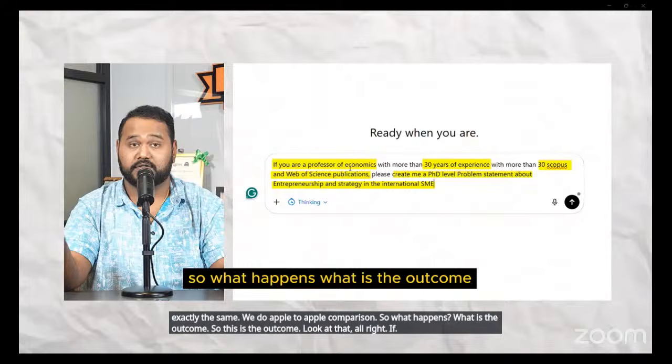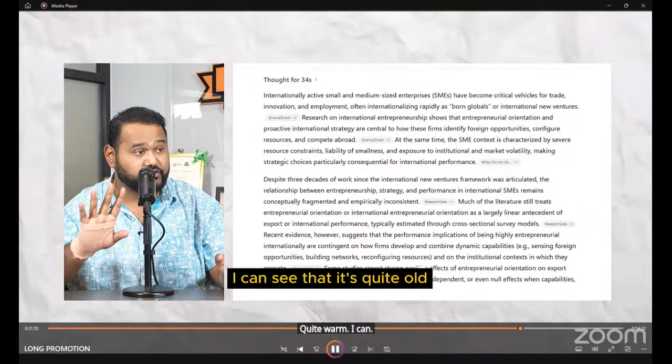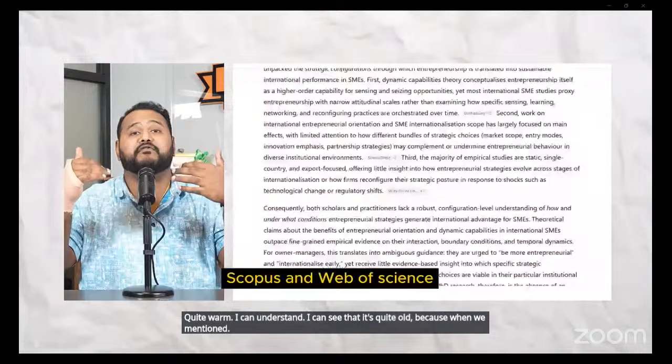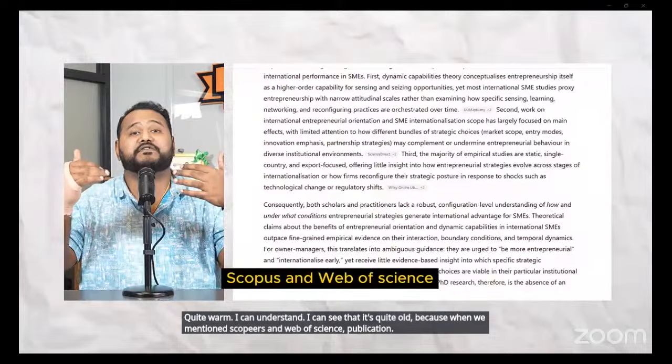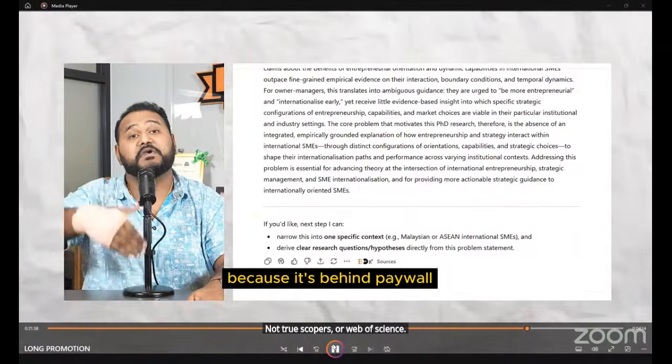If we scroll through this entire outcome, it is definitely slightly lengthier. The citations are quite old. I can understand, I can see that it's quite old. Because when we mention Scopus and Web of Science publication, it can't access those databases. So it can only provide very old index journals that can be found on ResearchGate or some third-party websites, not through Scopus or Web of Science, because it's behind paywall.